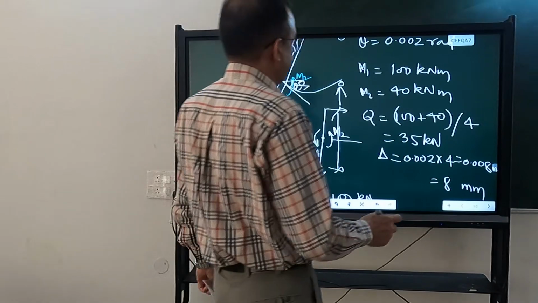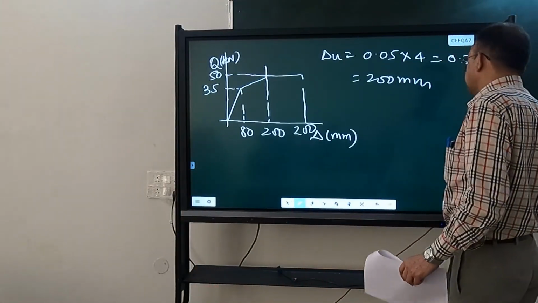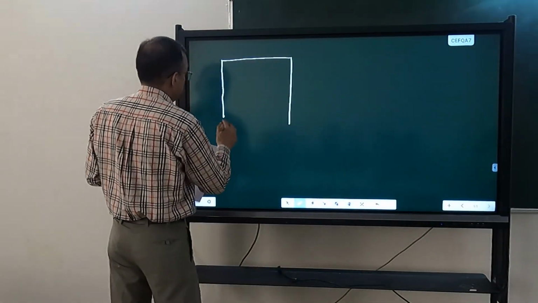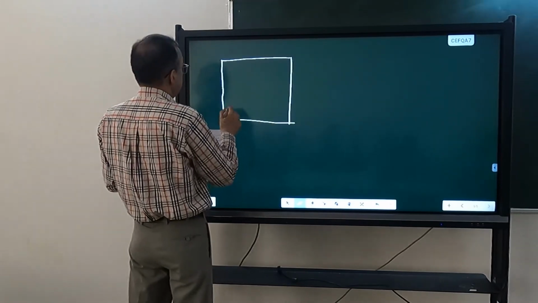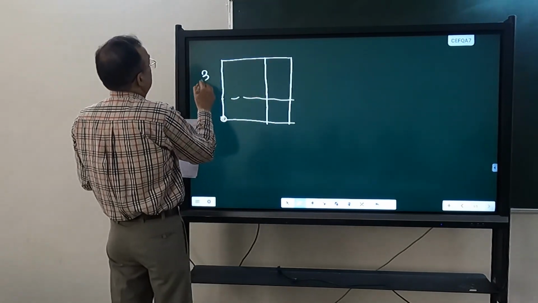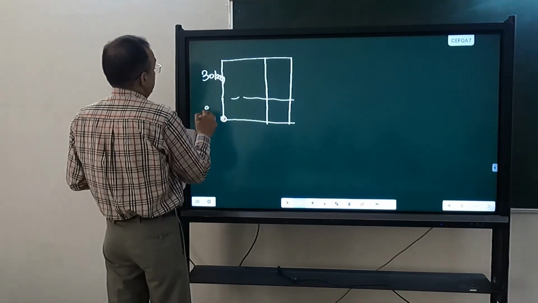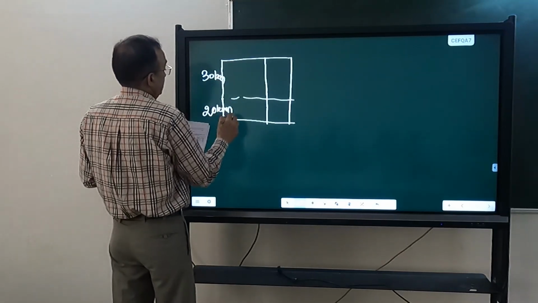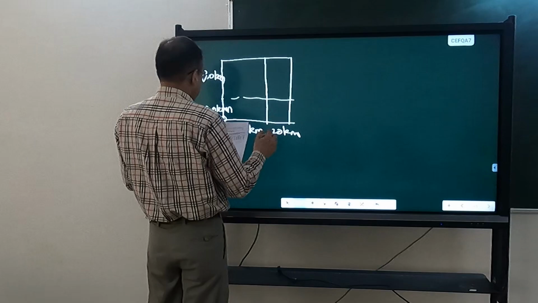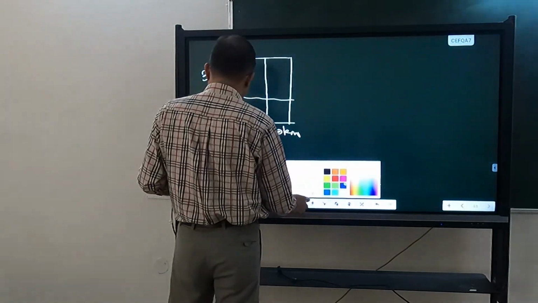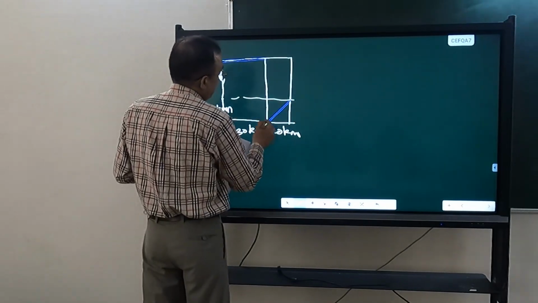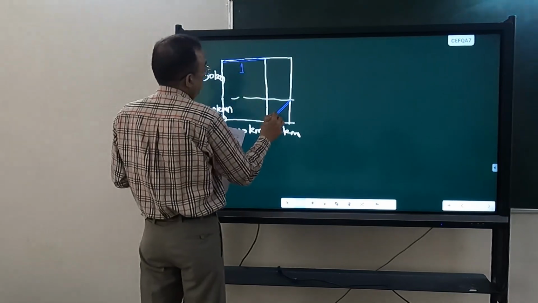Now the second question. This is our side. This is 30 kilometers, 20 kilometers. This is 30 kilometers and this is 20 kilometers. And we have one fault here and another fault here. This is fault 1, this is fault 2.